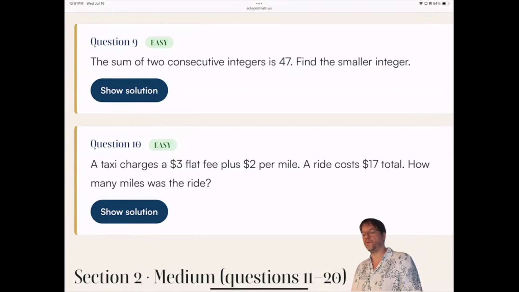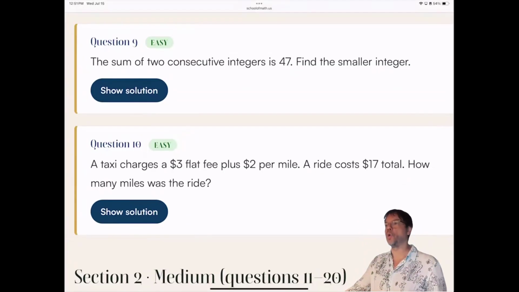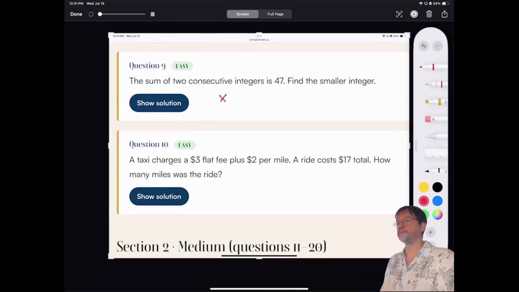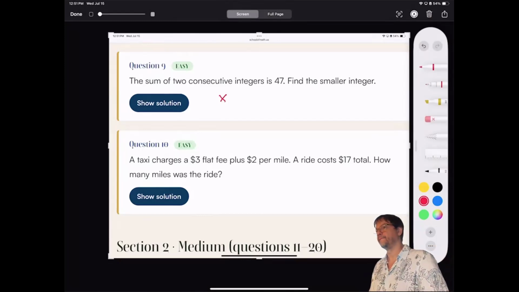How many numbers do you have? How many numbers that you don't know do you have? 2 here. 2. You put 1 as x. Is that okay? Yeah. The next one is related to the first one.